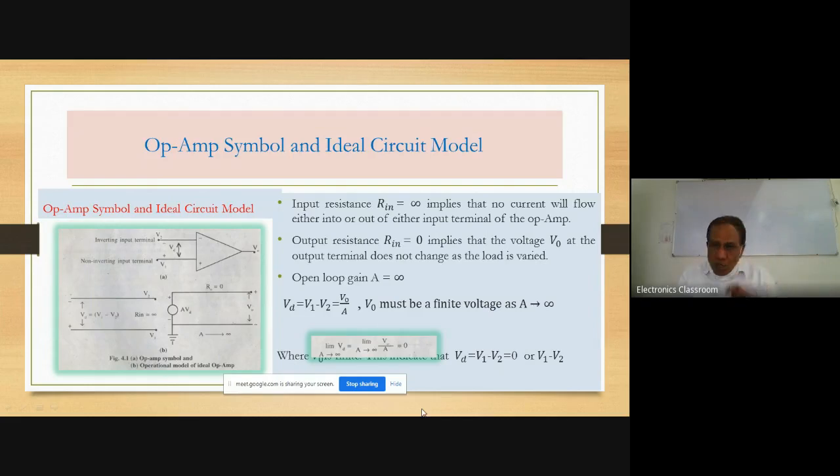That will be in the same limit. So again, I will recap this one. There are three assumptions and three implications. Out of this, the first assumption is input resistance Rn equal to infinity. That means the current does not flow into the op amp or out of the op amp. Second assumption is output resistance R0 equal to 0. It indicates that the output voltage value does not change the load.